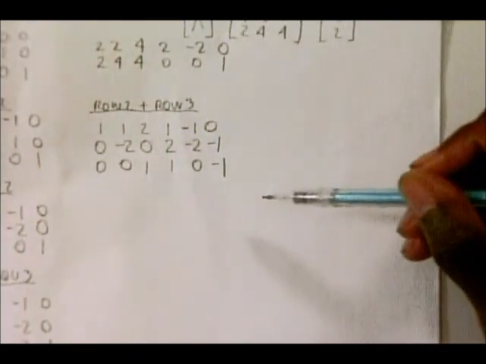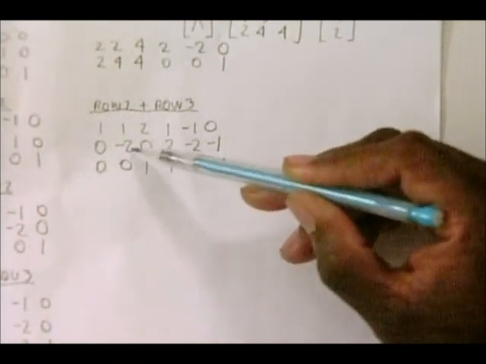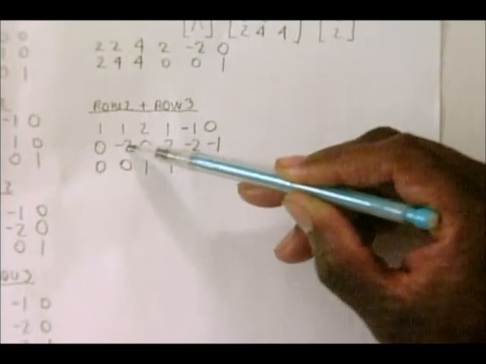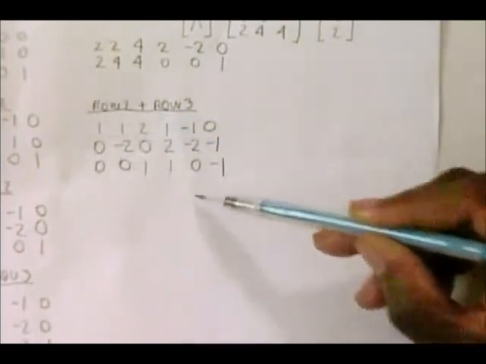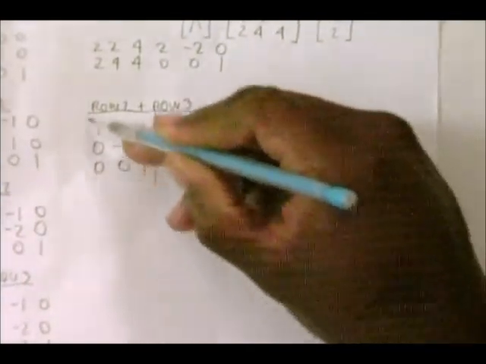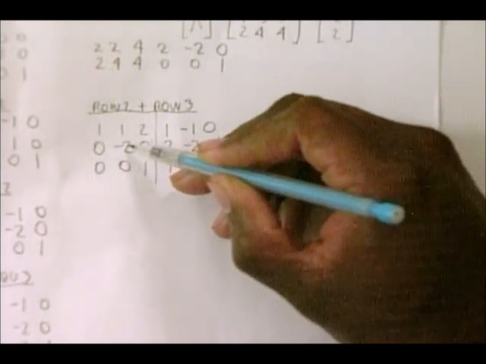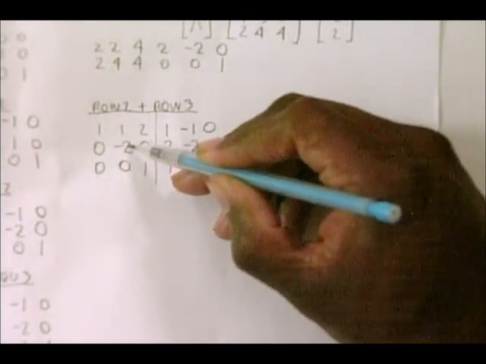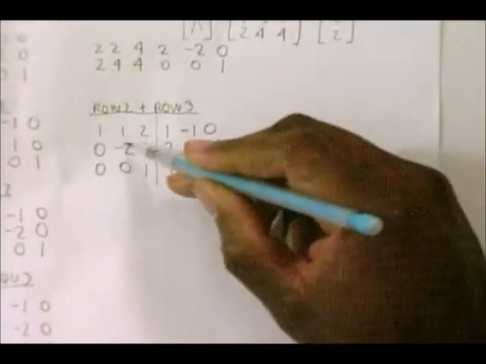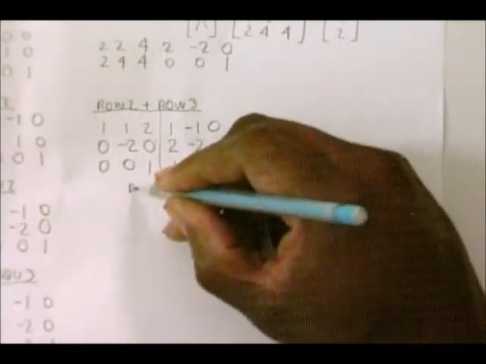All right, so now what we want to do is attack this number here. We want this to be a 1, because as I told you before, this identity matrix has 1s along the diagonal there. So we want that to be a 1. And the way we're going to get it to be a 1 is divide this entire row by negative 2. Negative 2 divided by negative 2 is a 1.